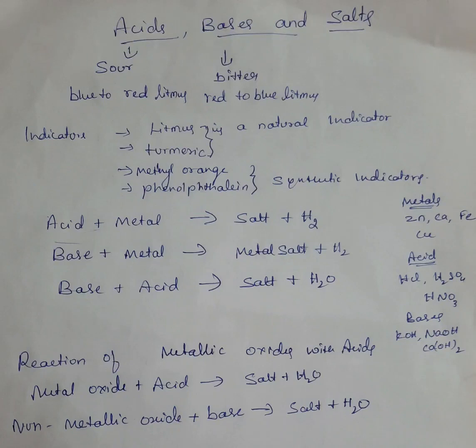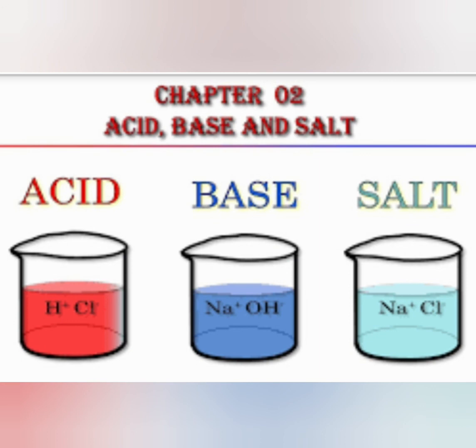In this chapter, we are going to study what are acids, bases, and salts. Acids are always sour in taste, bases bitter in taste, and salts salty. Acids convert blue litmus to red, bases convert red litmus to blue. We use litmus indicator in order to test acid or base. Acids turn blue litmus red, bases turn red litmus blue, and salts are usually neutral.